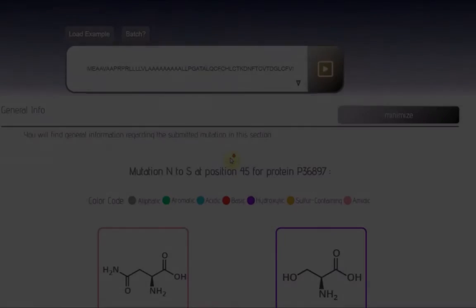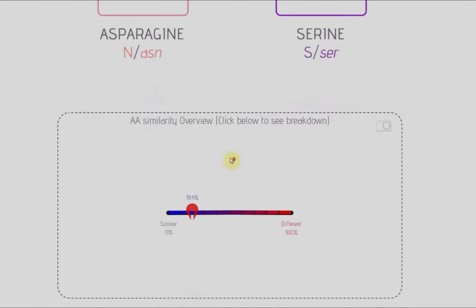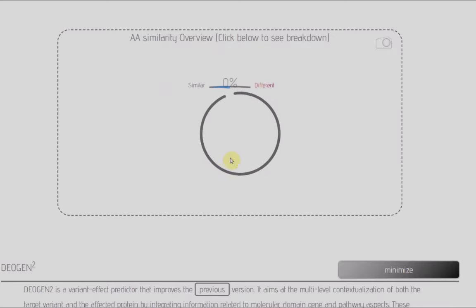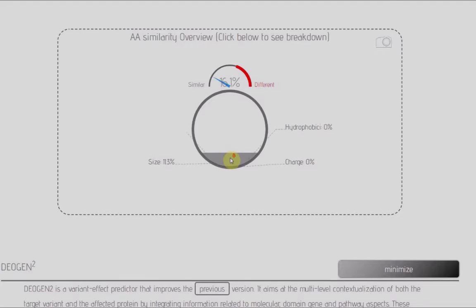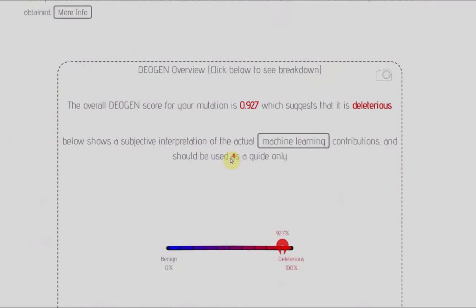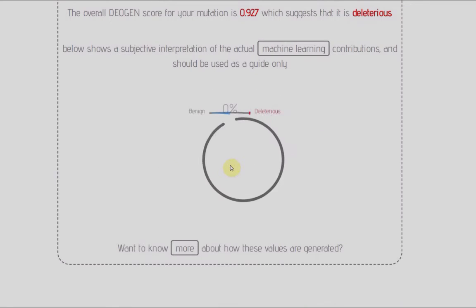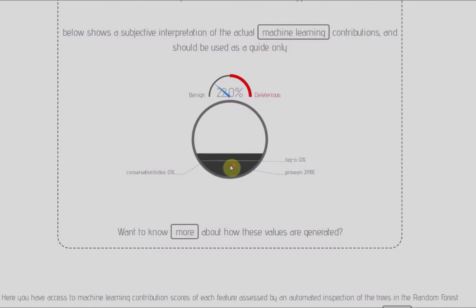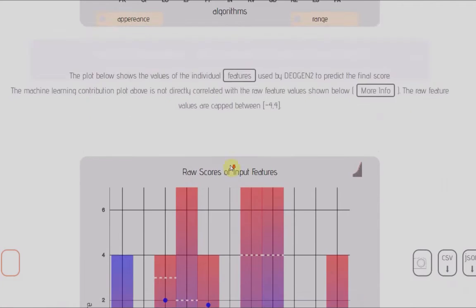Once the data is retrieved, you will be provided several layers of information with varying degrees of detail. The coarse chemical properties of the amino acids involved in the mutation. Similarity overview of the amino acids provides a breakdown of this comparison into several metrics. The overall Diogen2 prediction score for your mutation and its breakdown into several features. The machine learning contributions that allow you to peek into features that were particularly important for your mutation. Raw scores of input features that enable researchers to compare how the machine learning process behind Diogen2 transforms underlying data.